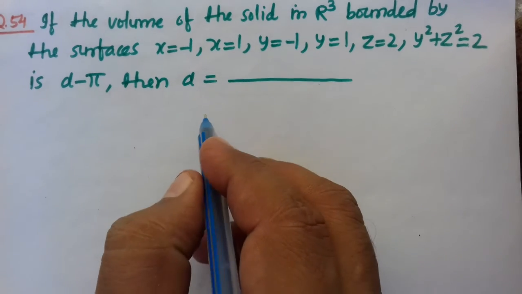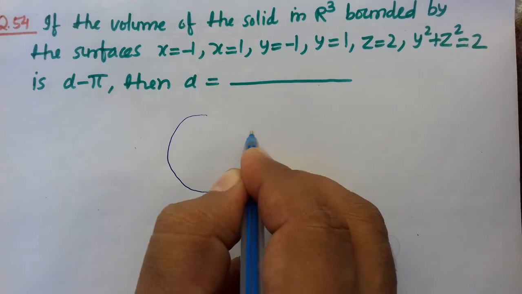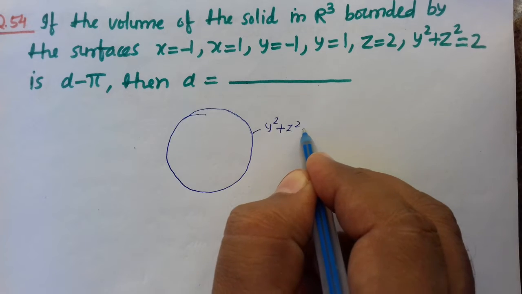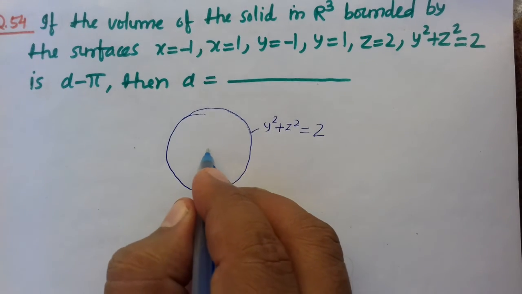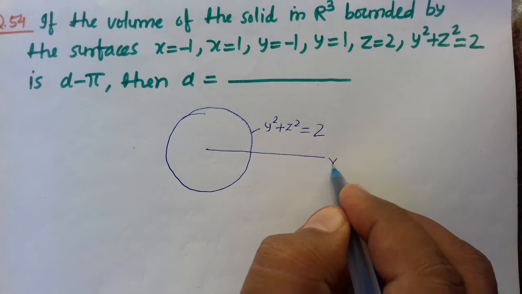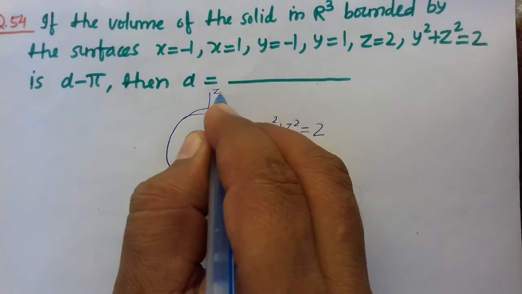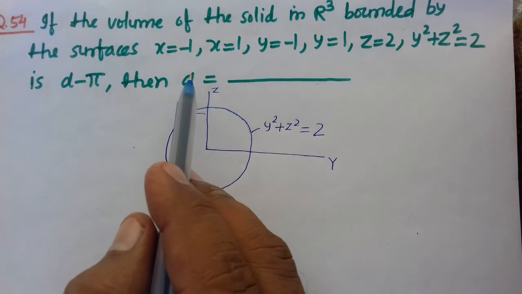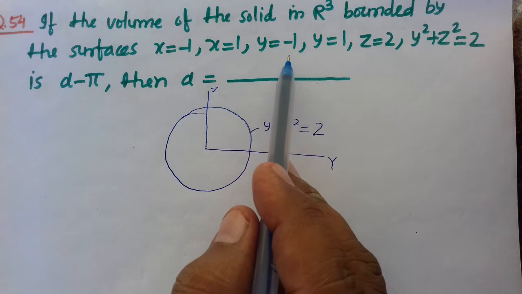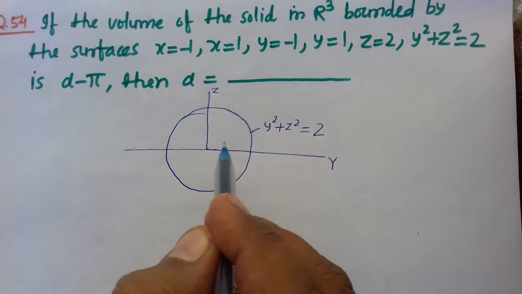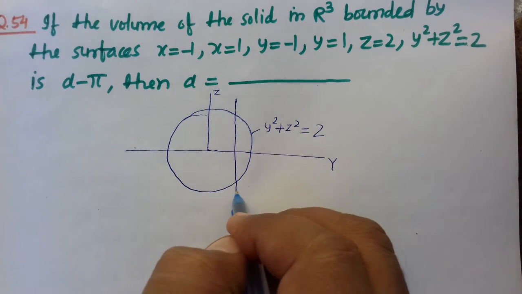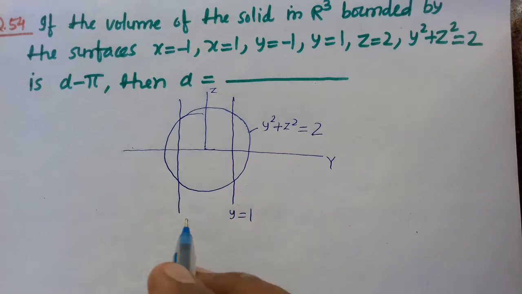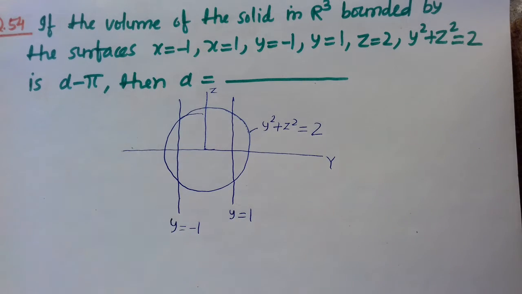Let us draw the graph. This circle is y square plus z square equals 2, and this is the y axis and this is the z axis. Now in the question it is given y is -1. This line is y equals 1, and similarly this line is y equals -1.